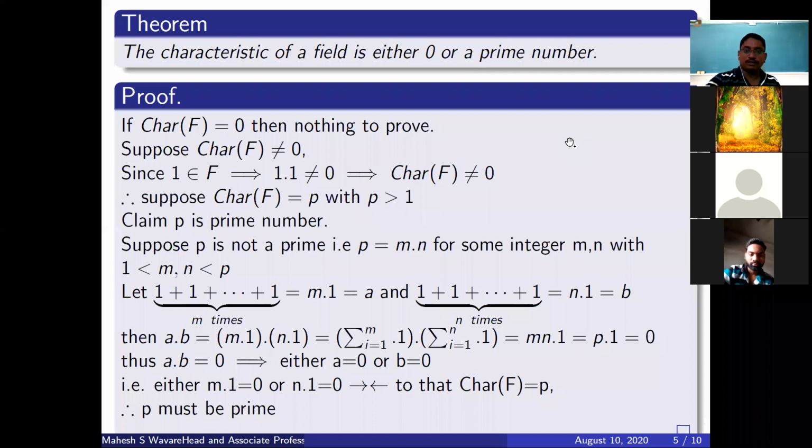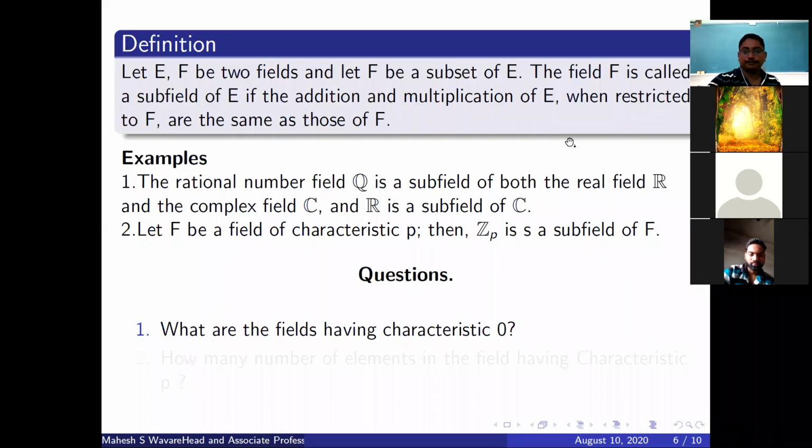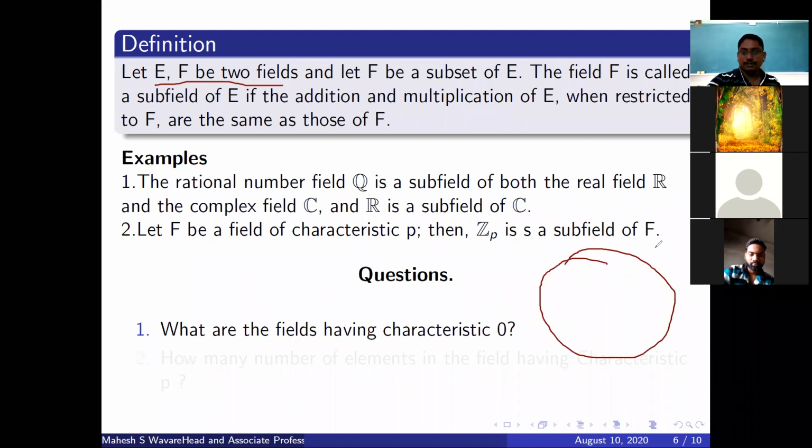So we move further to the definition of subfield. We have 5 minutes, we can finish this here, and one more result that we will do tomorrow. So let E and F be two fields, and F is a subset of E. Suppose this is E, which is a field, and F is a subset of it. You are just defining it like subgroup, subspace, subring, like that.